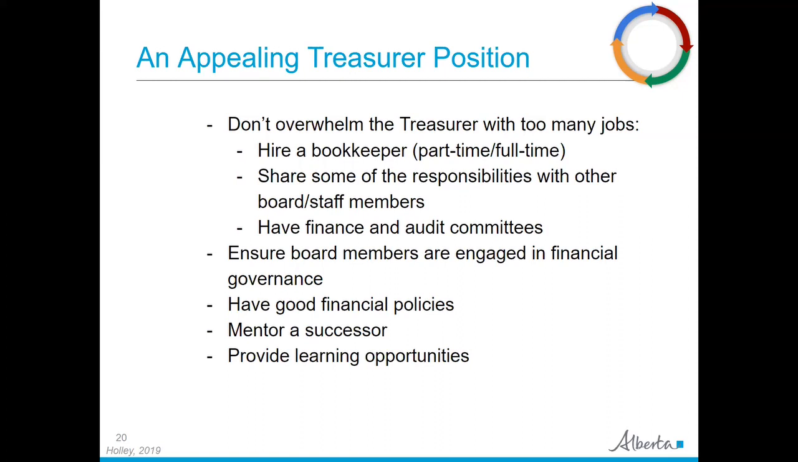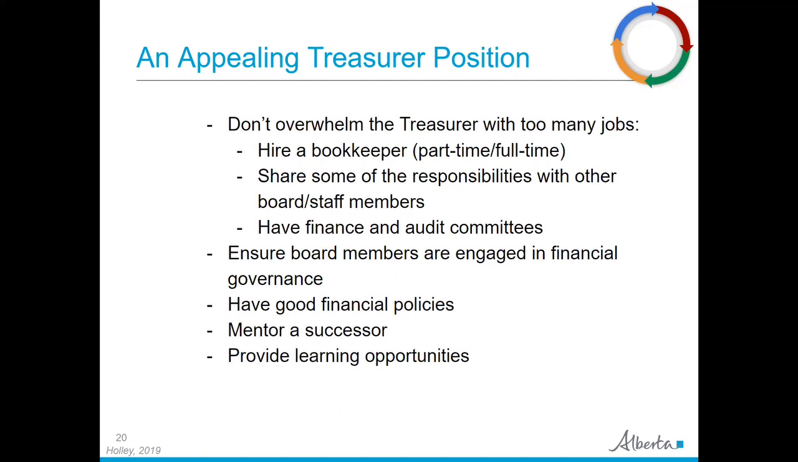The third thing the board could do is have good financial policies to provide a consistent decision-making framework with regard to financial matters, including transactions, reporting, etc., to help guide the treasurer and others with financial management responsibilities within your organization.